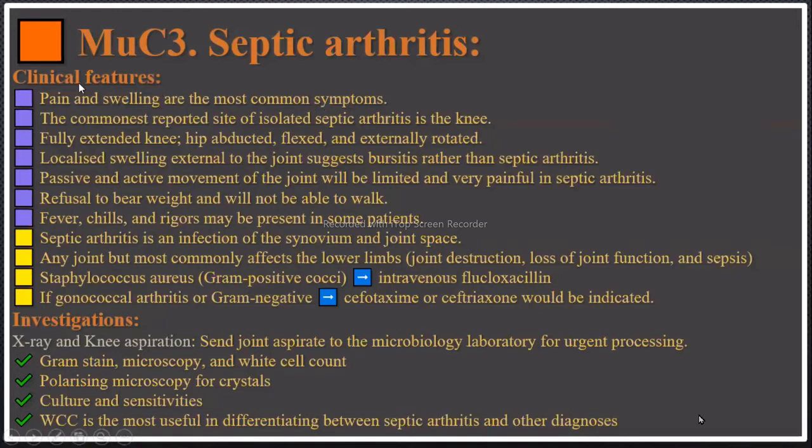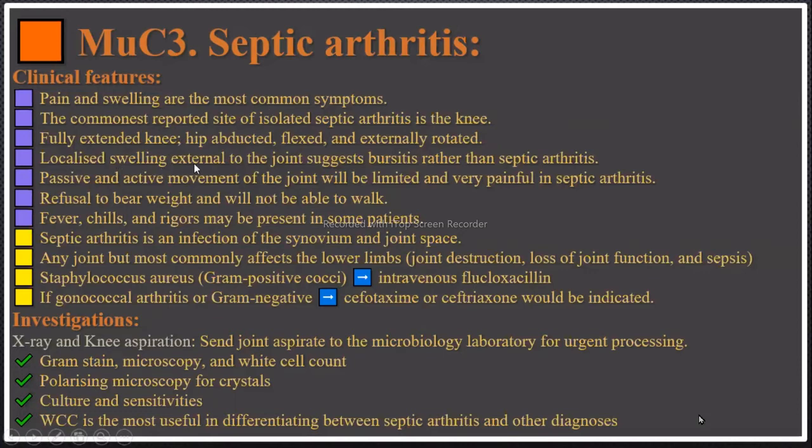Septic arthritis. I think we are all familiar with that. Pain and swelling are the most common symptoms. The commonest reported site of isolated septic arthritis is the knee. So if they give you knee, what is the differential diagnosis now, guys? Zero gout. So septic arthritis and pseudogout, right? Fully extended knee, hip abducted, flexed, externally rotated. These are the features of septic arthritis.